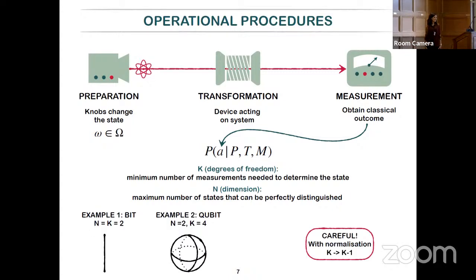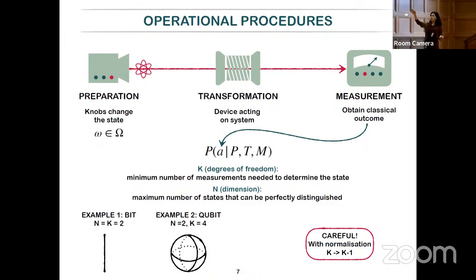To give you an example, let us consider a bit, which is a classical two-level system. In this case, N is equal to 2. You can throw a coin, you have either head or tail, and head and tail are the two extremes of this line. In the middle, you have all the probabilistic mixtures of head or tail. Head and tail, of course, can be perfectly distinguished, so N is equal to 2. Then K is equal to 2, but you have to be careful, because we want the state to be normalized. This removes one degree of freedom, so in the end it's 1. Indeed, we can distinguish whether it's head or tail with just one measurement.